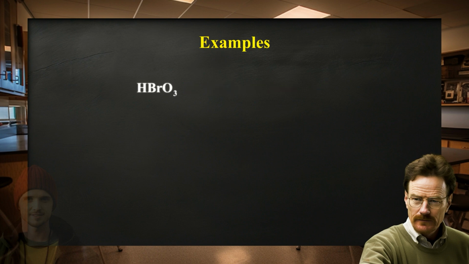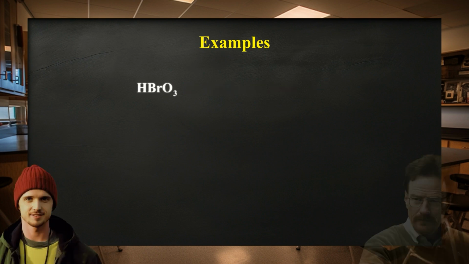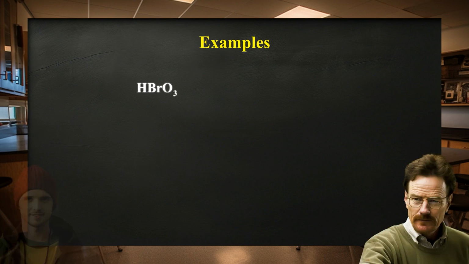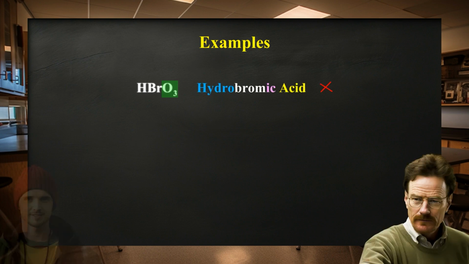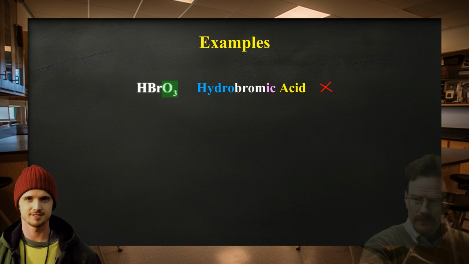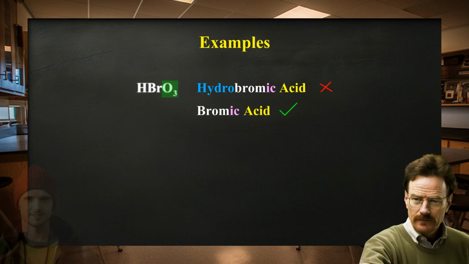Let's try the next one, Jesse. Mr. White, this looks very similar to the last problem. Take a closer look, Jesse. It is different. I see this one has oxygen in it. So is it also called hydrobromic acid? Not quite. Jesse, remember the prefix hydro is reserved only for binary acids, and this one is an oxyacid. So try again. So then I just drop the hydro, and it will be correct? So is it just bromic acid? Exactly, Jesse.